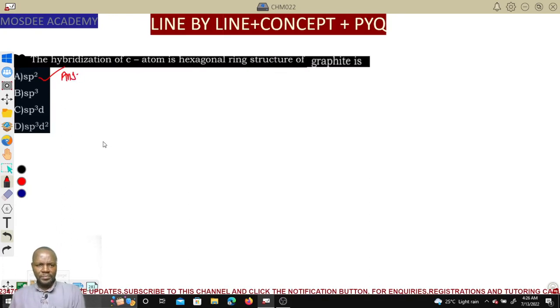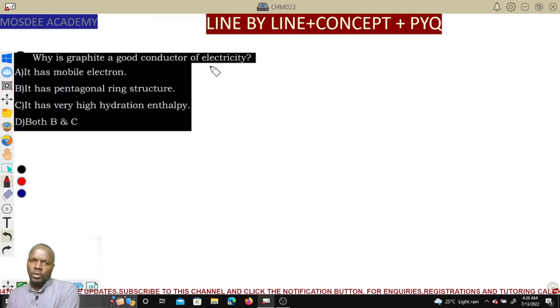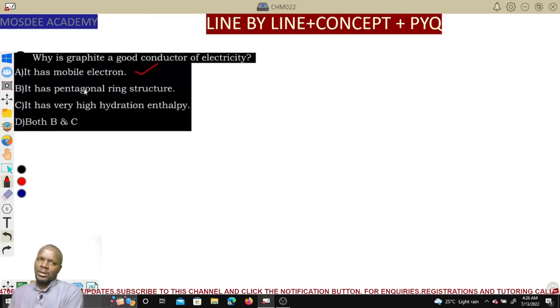The next one, why is graphite a good conductor of electricity? They have mobile electrons, they have pentagonal, they have hexagonal. It has very high hydration enthalpy. Well, the answer to this is mobile electrons, and that is why they conduct electricity.